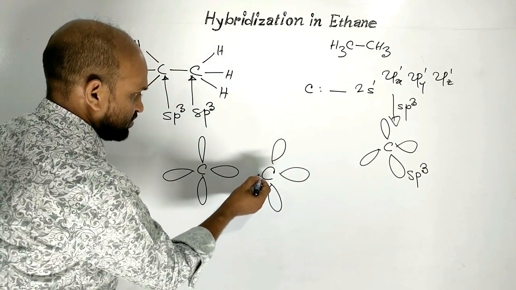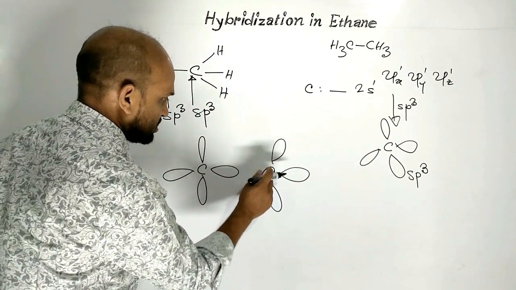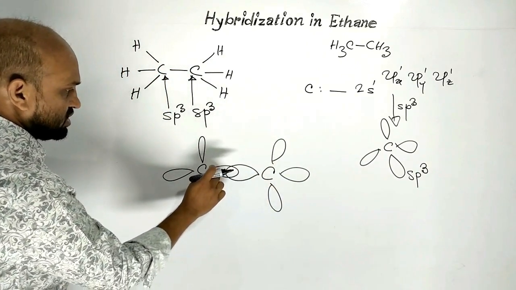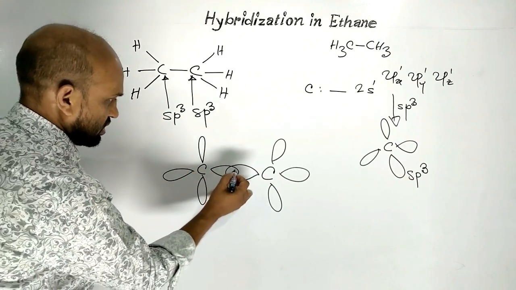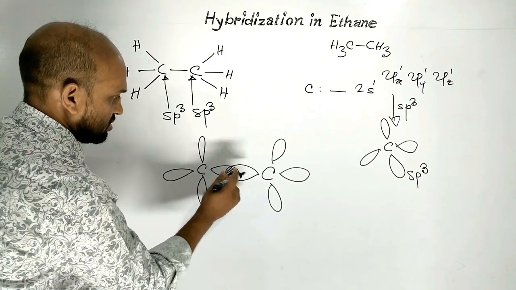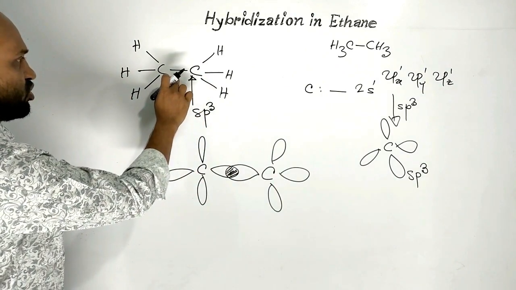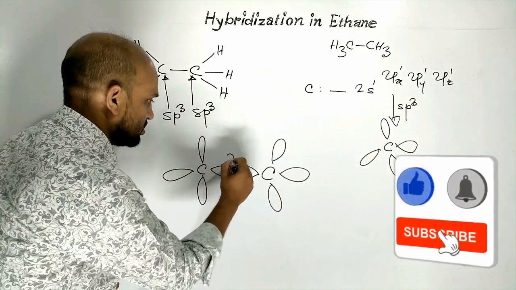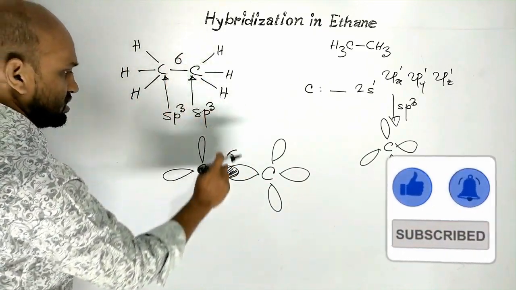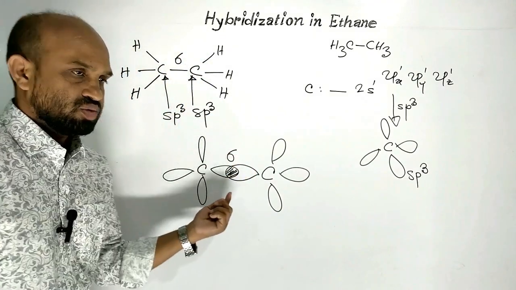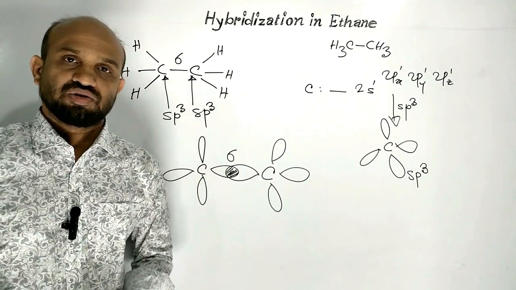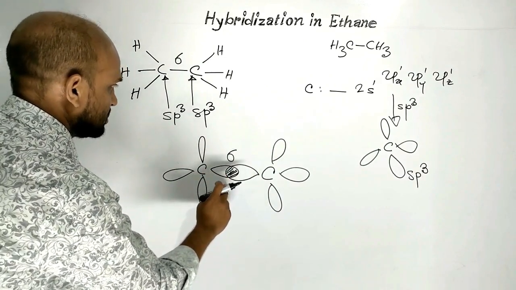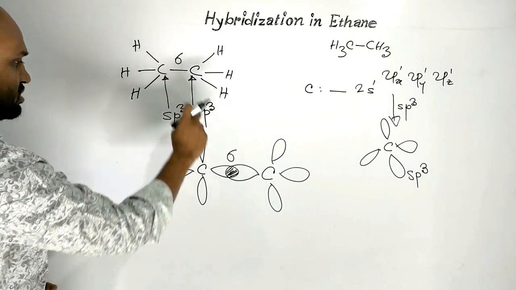Here the sp3 hybrid orbital of this carbon overlaps the sp3 hybrid orbital of this carbon, and as a result a carbon-carbon single bond is formed, which is a kind of sigma bond. The bond which is formed by head-to-head overlap of orbitals. So here this carbon-carbon single bond is a kind of sigma bond.